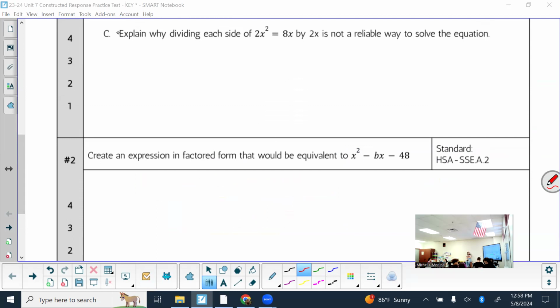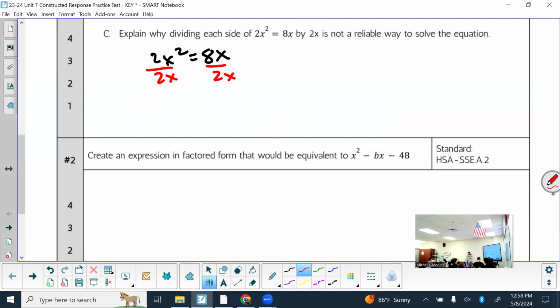So part C, it says, explain why dividing each side of 2x squared equals 8x by 2x is not a reliable way to solve the equation. So let's figure that out. Let's try it. See why it's not reliable. If I have 2x squared equal to 8x, and I divide both sides by 2x, we've said before that you could really do whatever you want to both sides of the equal sign as long as you do it to both sides. As long as you do it to both sides, it'll stay equal.